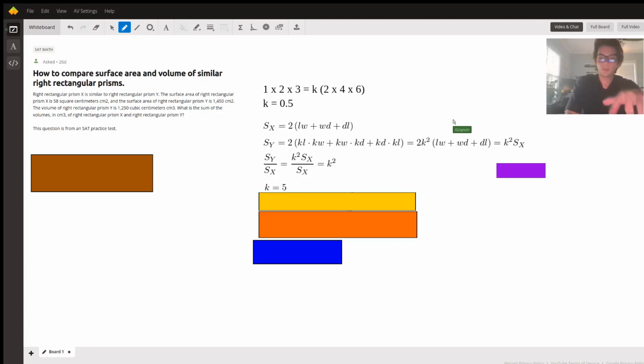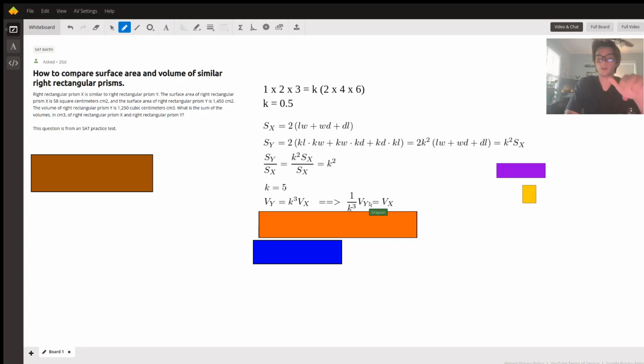So the same way that we can't just use the regular k value to compare the surface areas, we can't use the regular k value to compare the volumes of these two prisms. So similar logic applies. It's not going to be k squared. For volume, it's actually going to be k cubed. So Vy equals k cubed times Vx in this case. And then we can rearrange that to look like this: Vy divided by k cubed equals Vx.